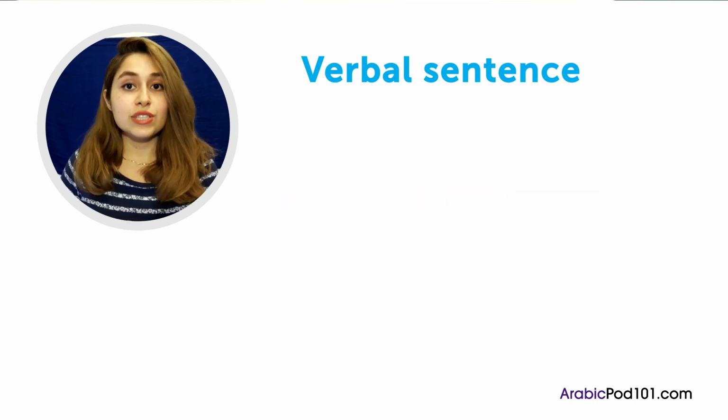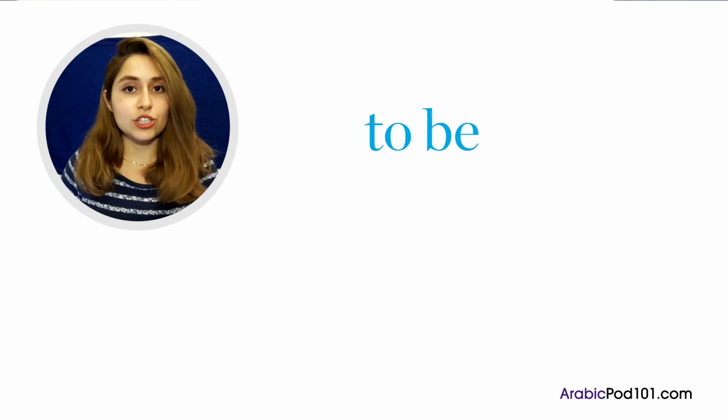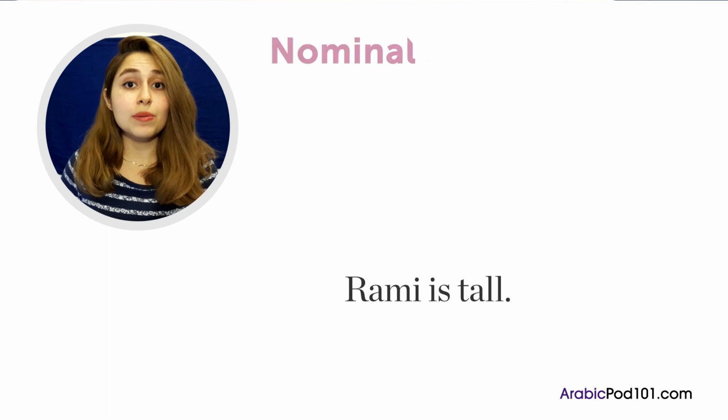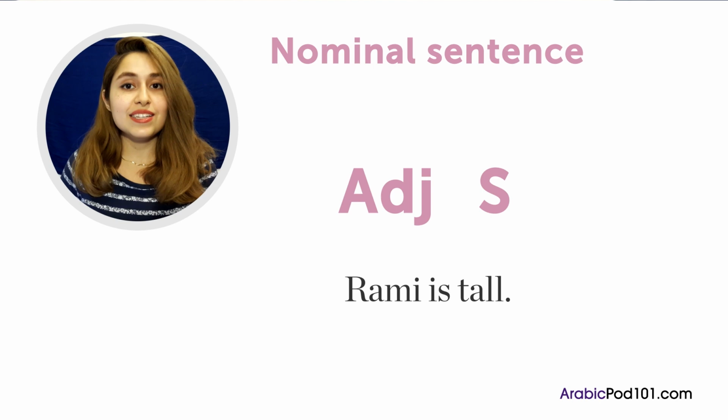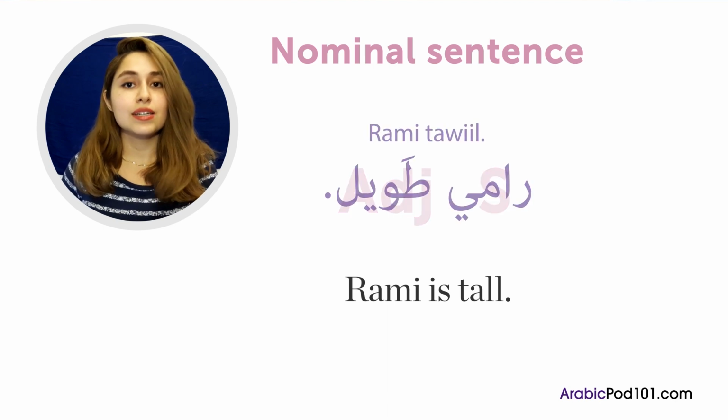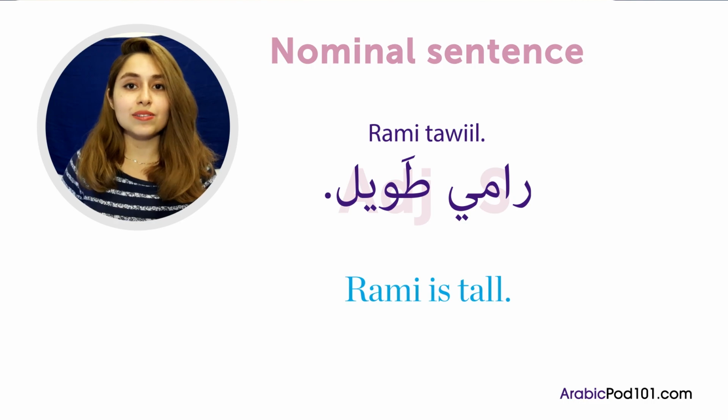This will look different for sentences with the verb to be in English, because there is no verb to be in Arabic. Observe the following sentence. Rami is tall. Because there is no verb to be in Arabic, this is going to be a nominal sentence consisting of only a subject and an adjective. This is how the sentence is going to look. Rami طويل. Rami is tall.